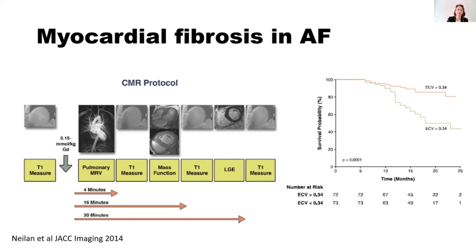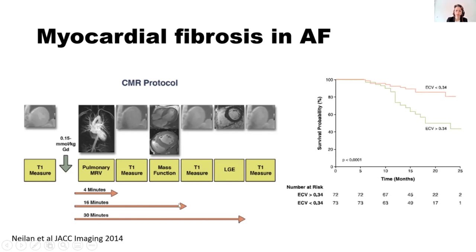And there are several measures that we can do with CMR. We can assess the pulmonary vein anatomy. We can assess the presence of diffuse fibrosis, of reactive fibrosis, the early stage of the remodeling. We can assess LV function and mass. And we can assess the presence of macroscopic myocardial fibrosis, so the replacement fibrosis.